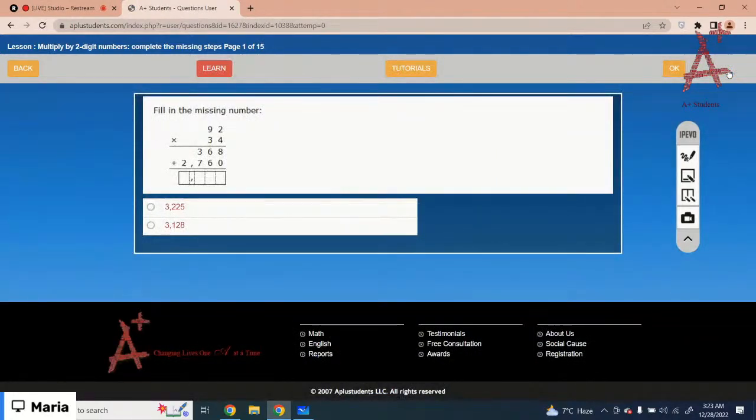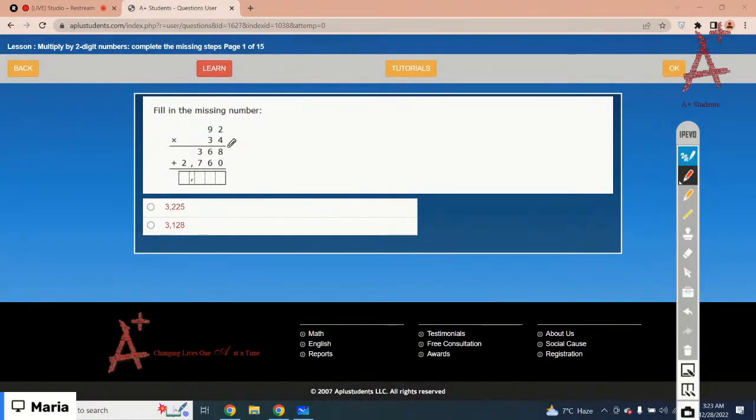Okay, it is 92 times 34. So you have to complete the missing steps. Here you have 92 times 4, then 92 times 3. You just have to add both the numbers. Got it? So just add up the numbers. It would be 8 plus 0 is 8. 6 plus 6 is 12. Write 2 here and carry 1. 7, 8, 9, 10, 11. Write 1 and carry 1. So it would be 2 plus 1 equals 3. It would be 3128.